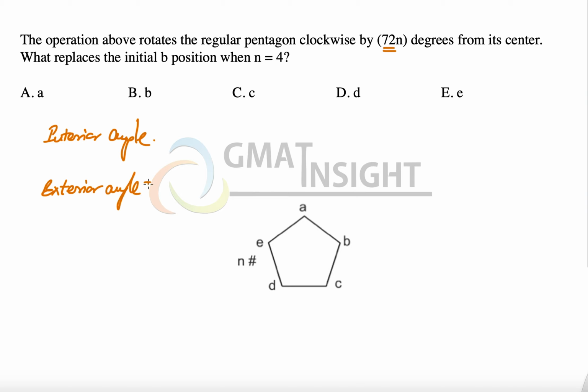The exterior angle can be calculated by dividing 360 by the number of sides. The number of sides in this particular case is 5. So each exterior angle is 360 divided by 5, which turns out to be 72. So the 72 degrees is the exterior angle of the polygon.